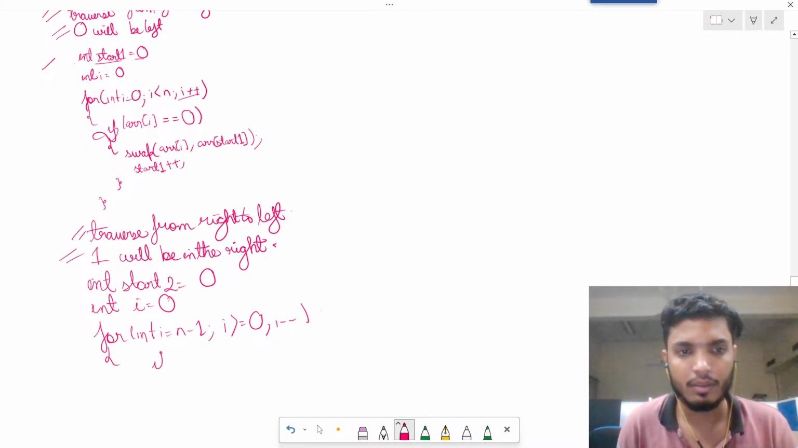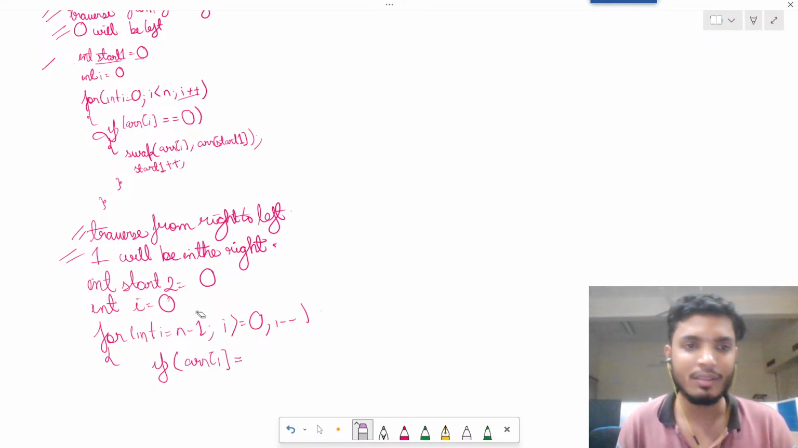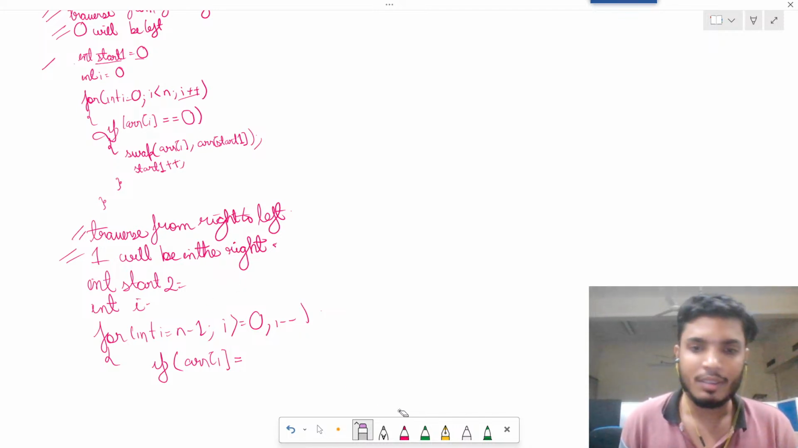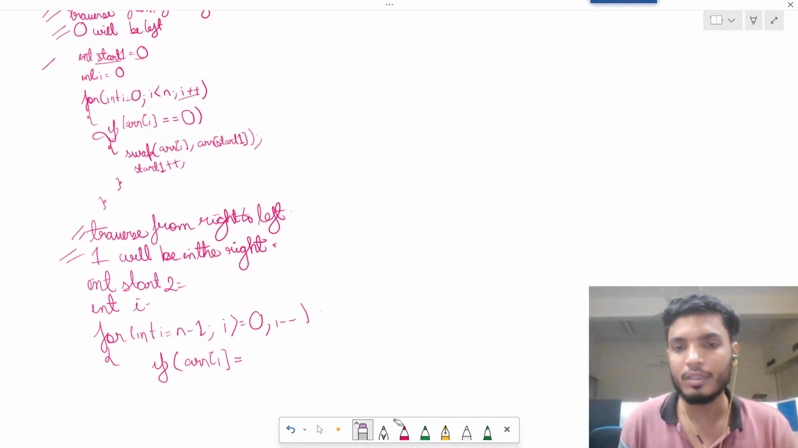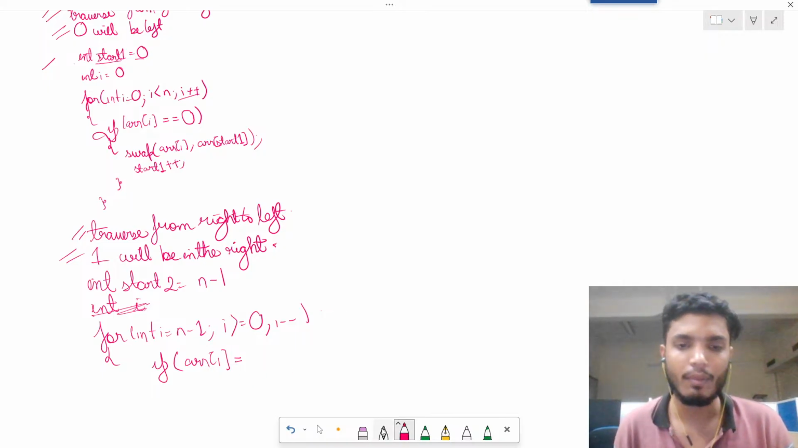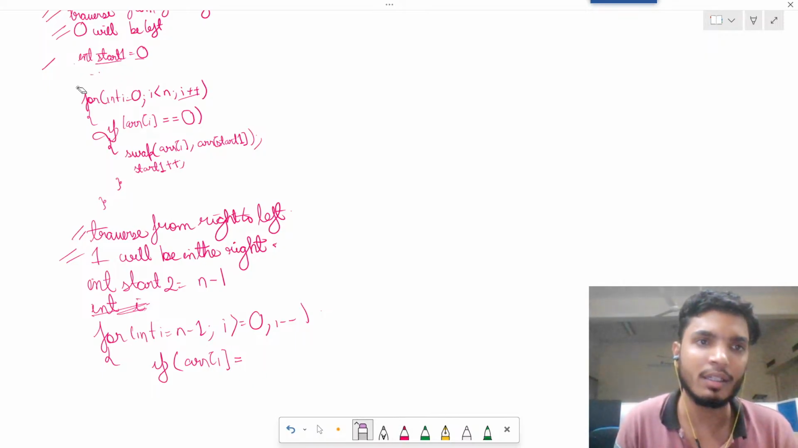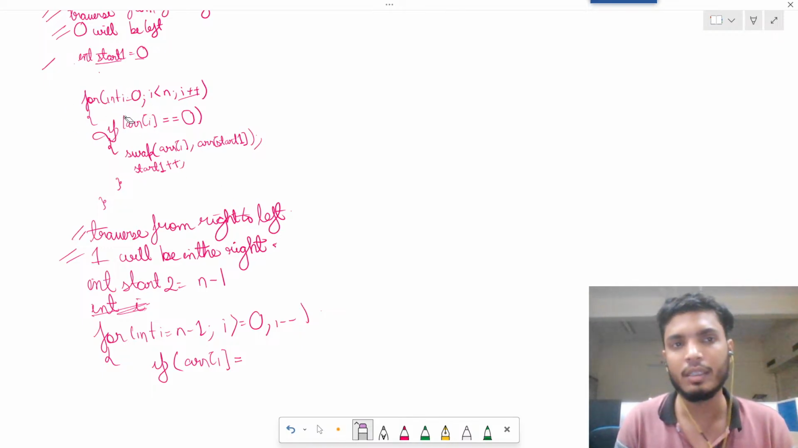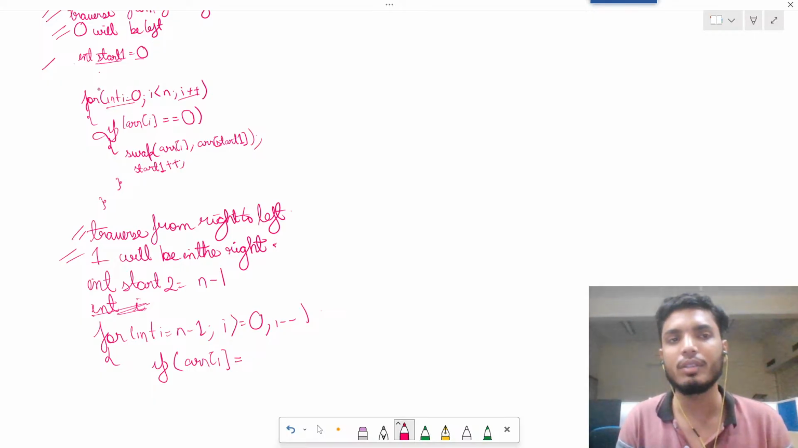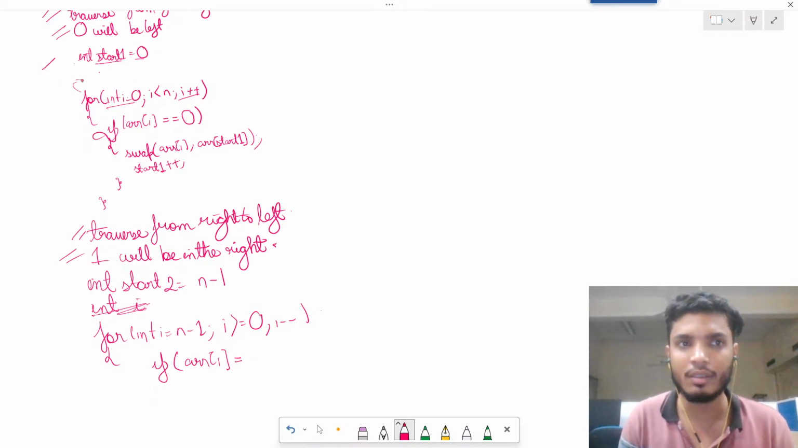Sorry, start2 will be at the rightmost position. Start2 will be at n minus 1. And I also don't need to write int i equals to n minus 1 again here, because in the for loop i is initialized, so you don't need to initialize i at this point.